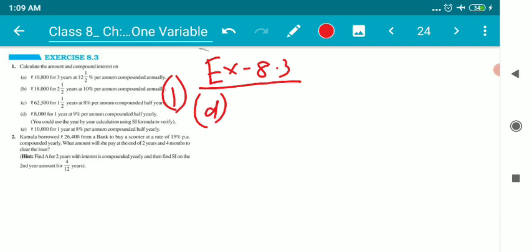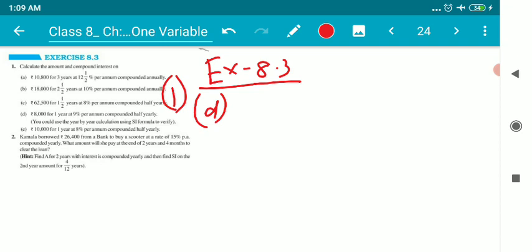So, children, as we all know, the calculations of compound interest are really very big, and a lot of things have been introduced over here, bigger calculations. So the very first job is that we need to read the question carefully. We need to understand the question carefully.